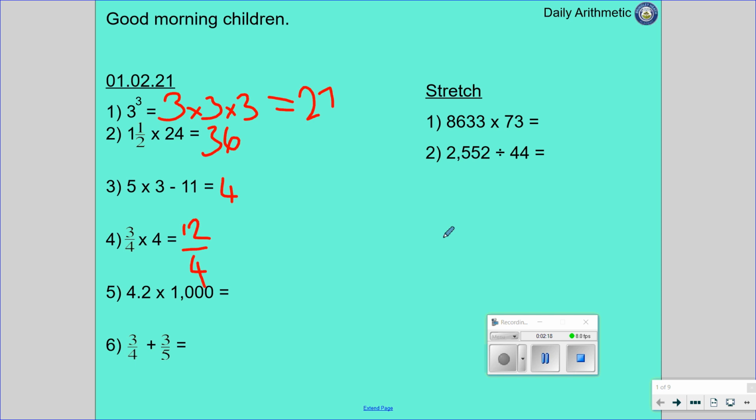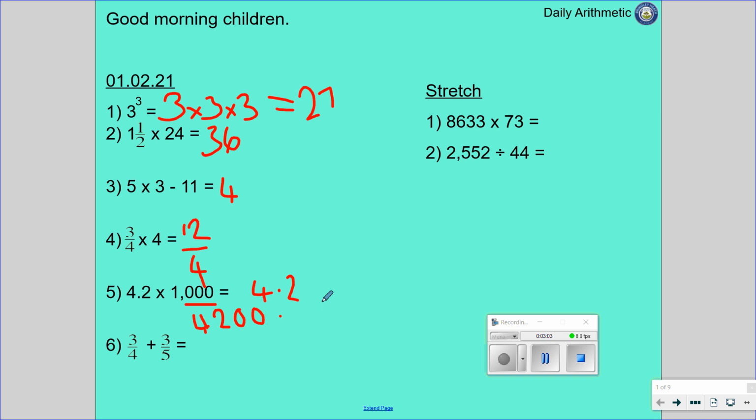Question 5, 4.2 times 1,000. We've been doing timesing by 10, 100 and 1,000 quite a lot recently, so hopefully we're experts on it by now. We're timesing by 1,000, so we need to move the digits 3 places to the left because the numbers are getting bigger. So my 4 at the moment is in the ones column. If it moves 1 place, it's in the tens column. 2 places, it's in the hundreds column. And 3 places, it ends up in the thousands column. So my 2 is in my hundreds column, and I need 2 placeholders, a placeholder in the tens column and a placeholder in the ones column, which gives me the answer 4,200.